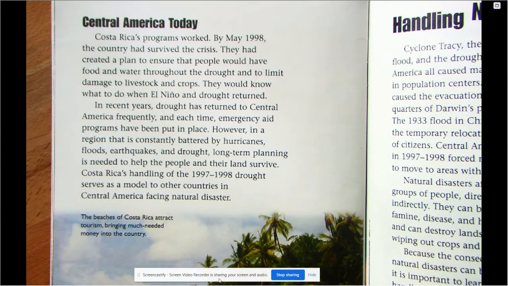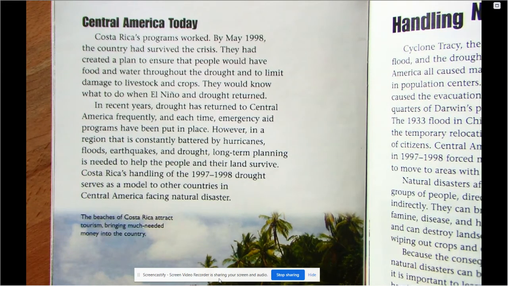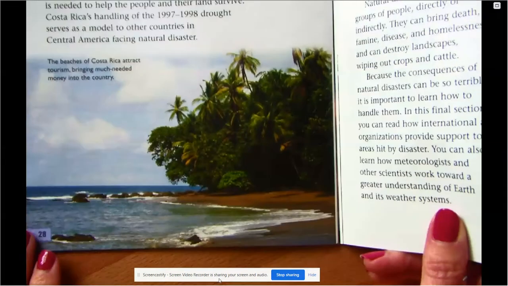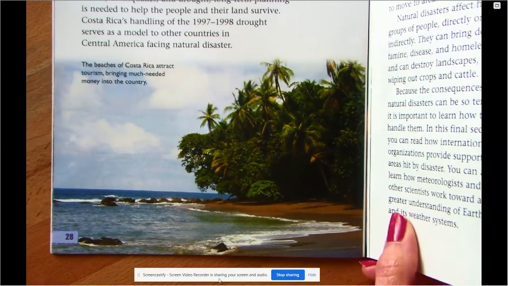In recent years, drought has returned to Central America frequently, and each time, emergency aid programs have been put in place. However, in a region that is constantly battered by hurricanes, floods, earthquakes, and drought, long-term planning is needed to help the people and their land survive. Costa Rica's handling of the 1997-1998 drought serves as a model to other countries in Central America facing natural disaster. So they've learned, right, what to do from that country's government.